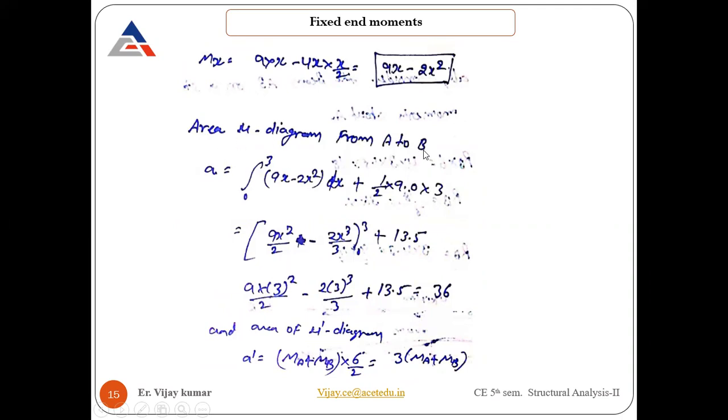Area of the Mu diagram from A to B. Now the Mu diagram we are going to calculate from 0 to 3, that is the limit we are going to put. This is the moment that we calculated. The area of that bending moment diagram will be from 0 to 3. That is, the area is nothing but the integration between the limits 0 to 3 of 9x minus 2x square into dx, plus the total remaining area, that segment which has a triangular shape.